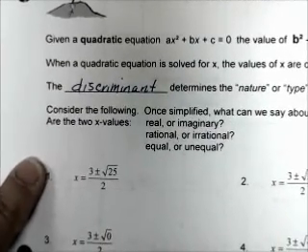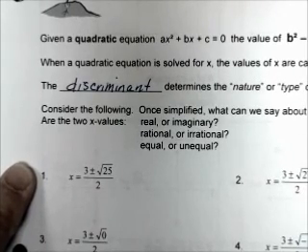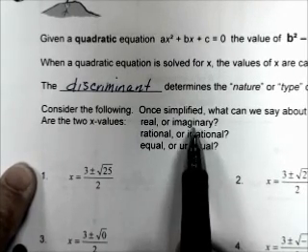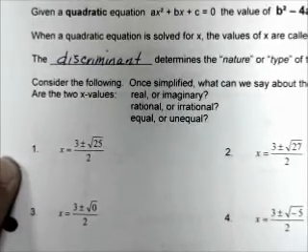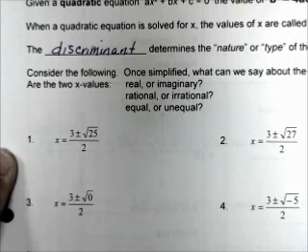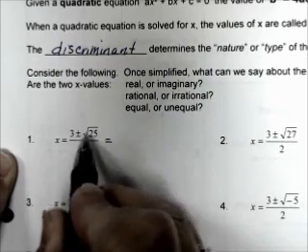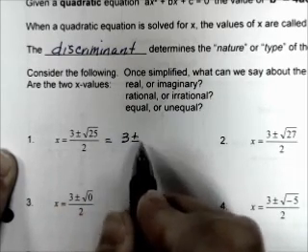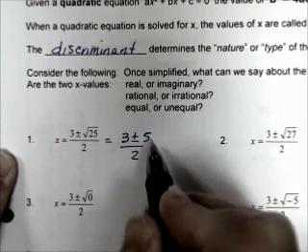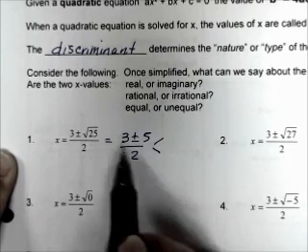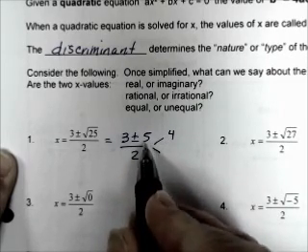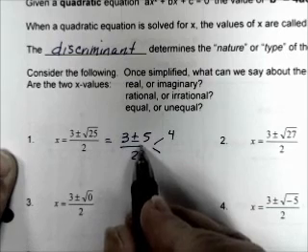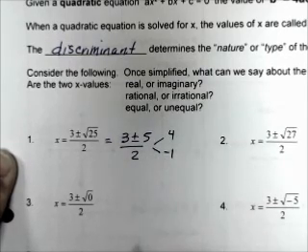Consider the following. Once simplified, what can we say about the 2 x values in each? Are they real or imaginary? Now, imaginary is not real. Rational or irrational? Equal or unequal? All right, so we have x equals 3 plus or minus the square root of 25 over 2. Well, the square root of 25 is 5, so this would be 3 plus or minus 5 over 2. So we have 2 roots. 3 plus 5 is 8, divided by 2 is 4, and 3 minus 5 is negative 2, divided by 2 is negative 1.